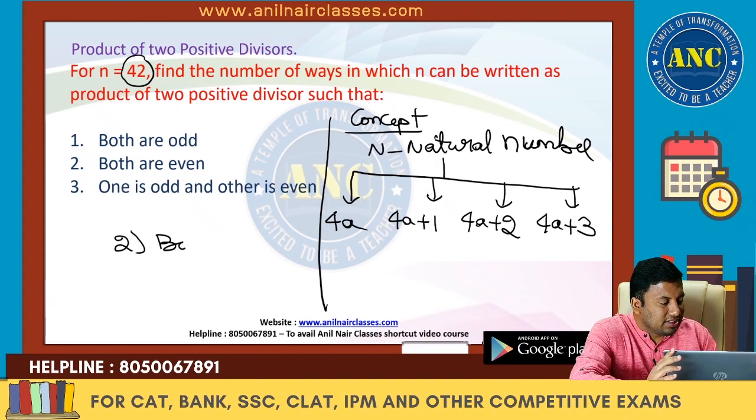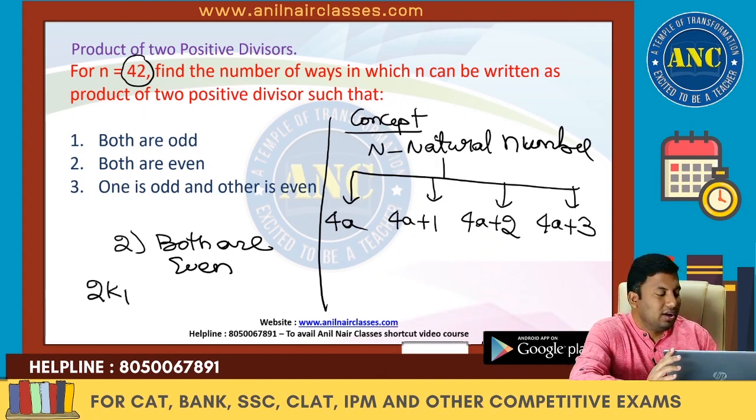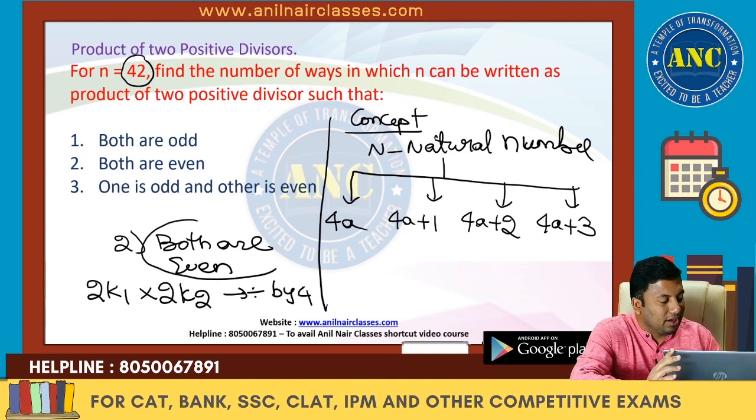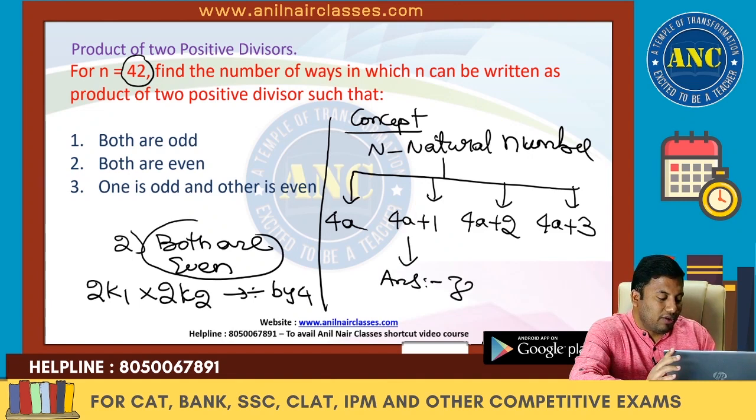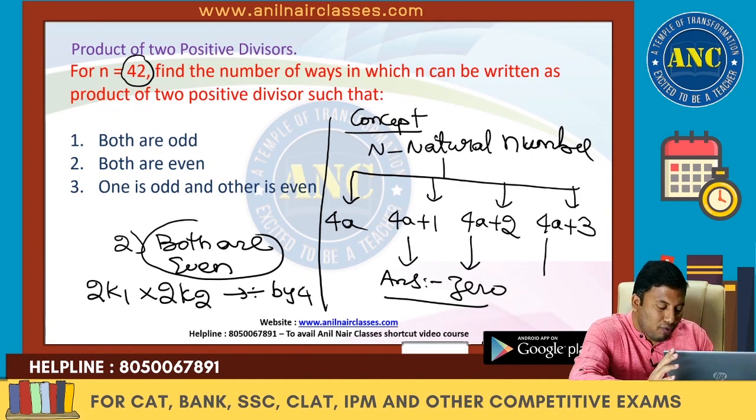If I take the second case, both are even. Both are even numbers means if one number is 2k1, another number will be 2k2. So 2k1 into 2k2 means it is divisible by 4. If both are even numbers, 4a plus 1, the answer will be 0. Yes or no? Why? Because the right hand side will be divisible by 4. 2k1 into 2k2, 4a plus 2, the answer will be 0. 4a plus 3, the answer will be 0. I hope it is clear.